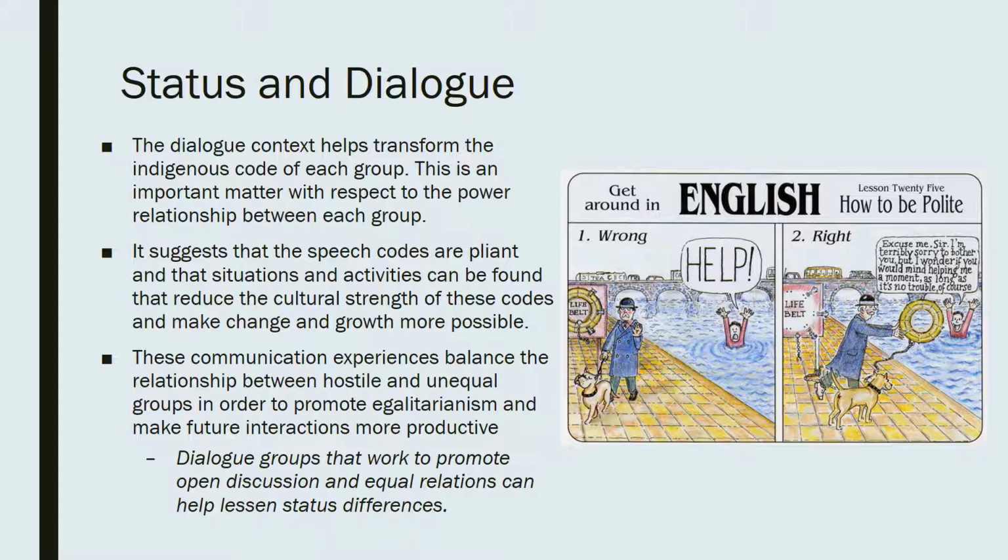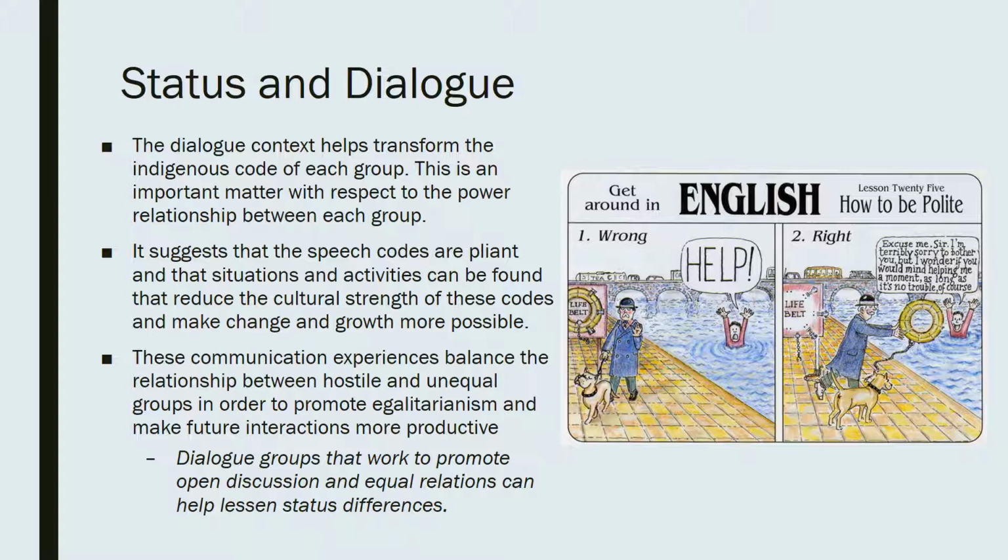It suggests that speech codes are pliant and that situations and activities can be found that reduce the cultural strength of these codes and make change and growth more possible. These communication experiences balance the relationship between hostile and unequal groups in order to promote egalitarianism and make future interactions more productive. So, dialogue groups that work to promote open discussion and equal relations can help lessen status differences. Now, interestingly, in the United States, we are more concerned about race than status necessarily. But in England, especially, status, whether you are of the upper crust, the middle class, the lower classes, the working class, is how people are generally categorized and discriminated against.